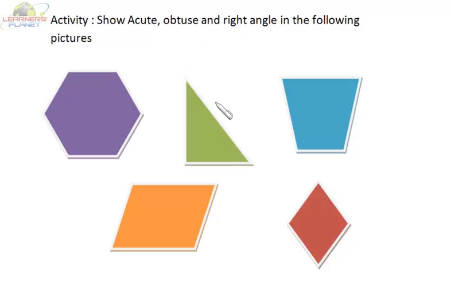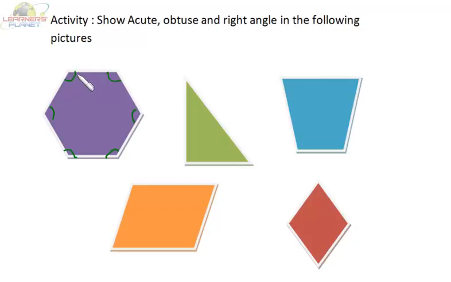Now let's do an activity. In this activity, we have to show acute, obtuse, and right angles in the following pictures. Friends, this is a hexagon. Here we see 6 angles: 1, 2, 3, 4, 5, 6. Now we have to find out acute, obtuse, and right angles.